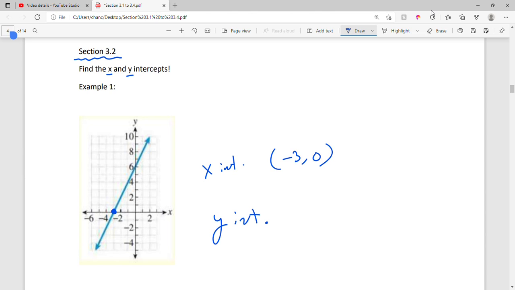For the y-intercept, that's the point where the graph crosses the y-axis. And in this case, this is the point 0, 6. The y-intercept is 0, 6. Let's look at example 2 now.